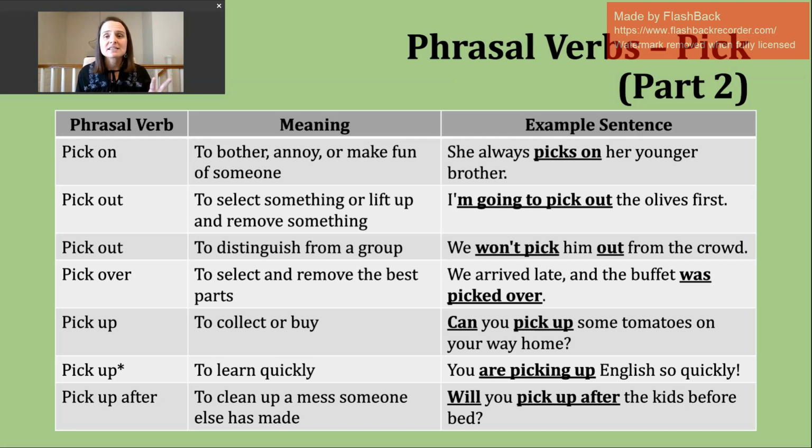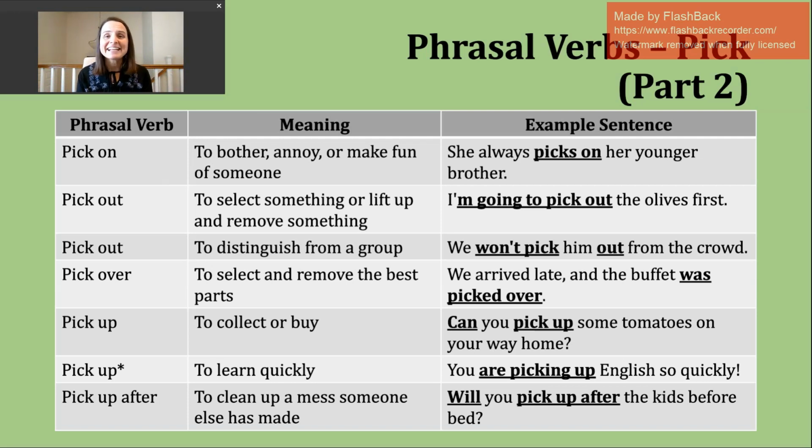The last two sentences I've given you are examples of the simple future. The first used be going to. This might be used where we have a plan. Here, won't pick him out. This is almost like a negative prediction here. I'm not going to be able to distinguish this person from the crowd of people.